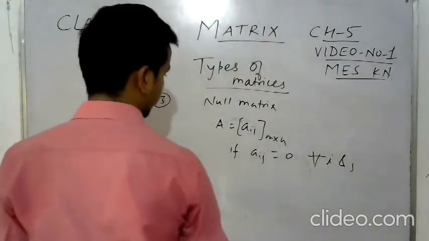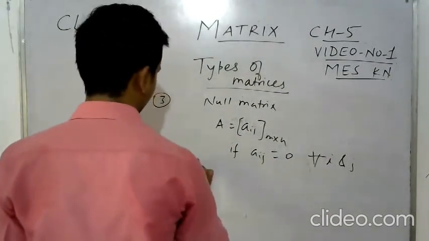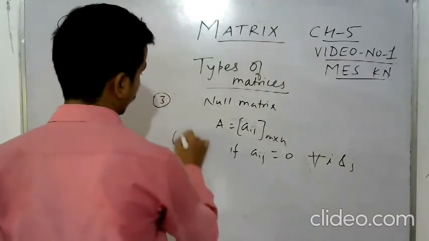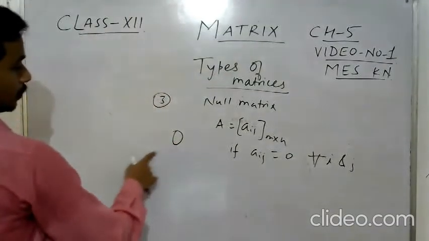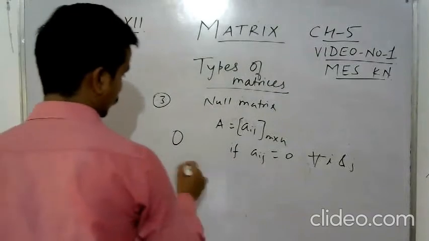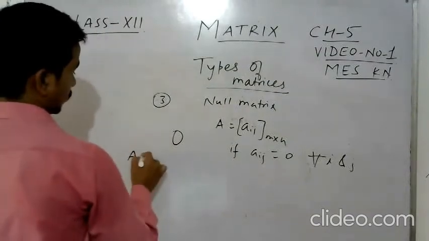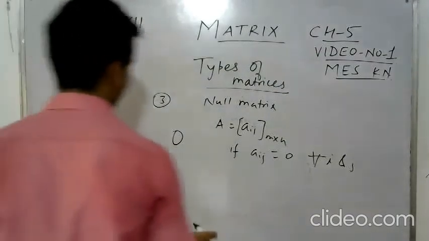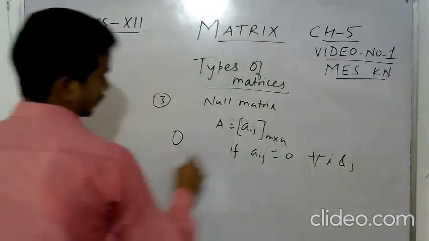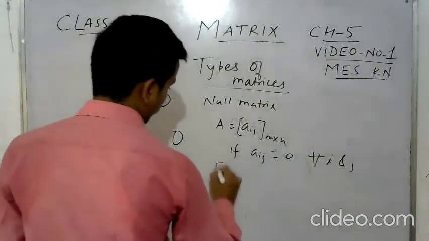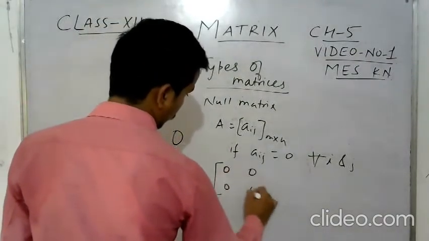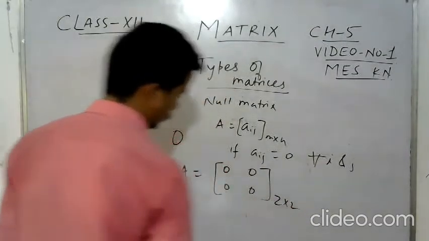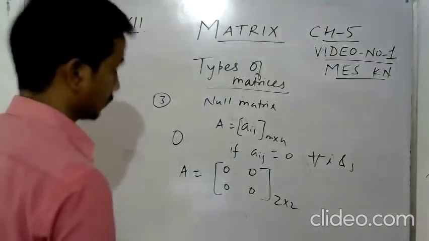Now a null matrix is denoted by a big O. And if you multiply any matrix A with a null matrix, we will see this later. For example, 0 0 0 0 is a null matrix of order 2 by 2. Okay, this is a null matrix of order 2 by 2.